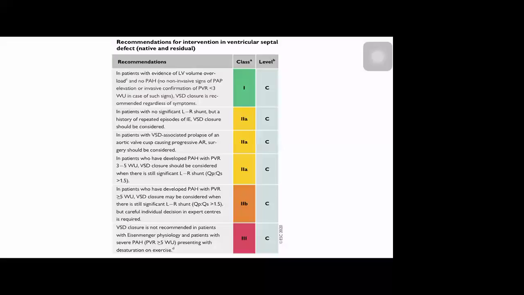What about the class 3 recommendation? VSD closure is not recommended in patients with Eisenmenger physiology and patients with severe PH, that is PVR more than 5 Wood units with significant right-left shunt presenting with desaturation on exercise.